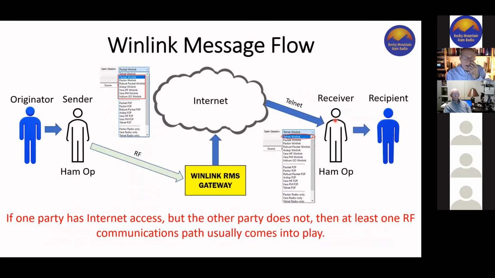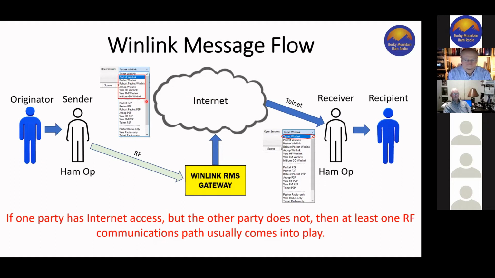Well, what happens if one end doesn't have internet access? In this case, the originator does not have internet access, but the receiver does. The originator is going to have to use one of the RF Winlink session types to send a Winlink message to a Winlink RMS gateway, which will then send it to the internet, and then the receiver can use their Telnet Winlink connection to go out and retrieve the message off of the CMS server.